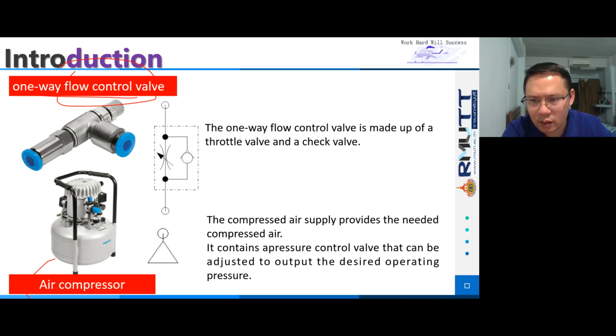And the last component is the air compressor. The compressor supply provides the needed compressed air. It contains a pressure control valve that can be adjusted to output the desired operating pressure.